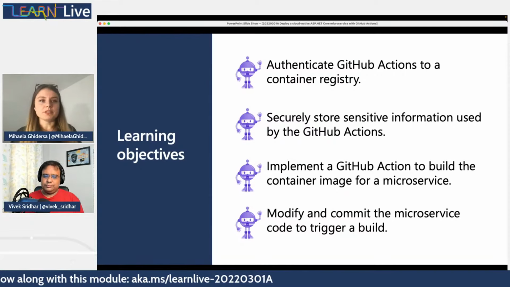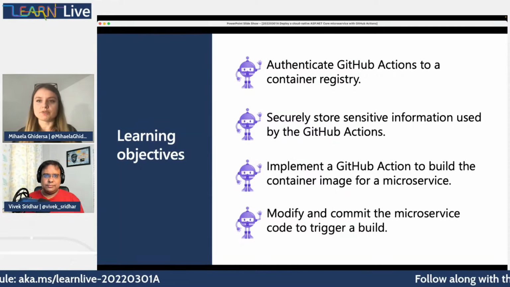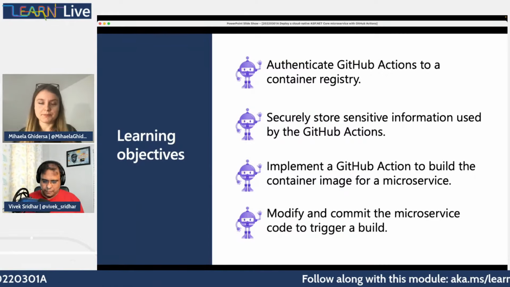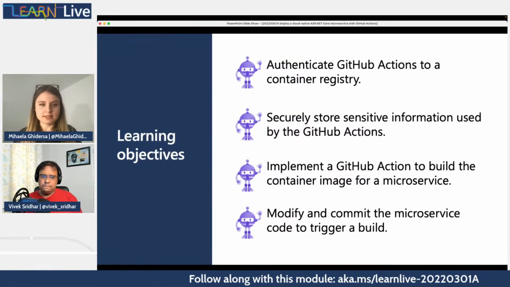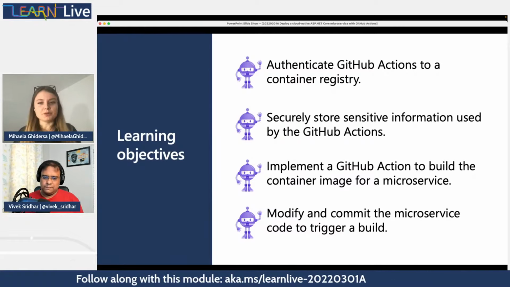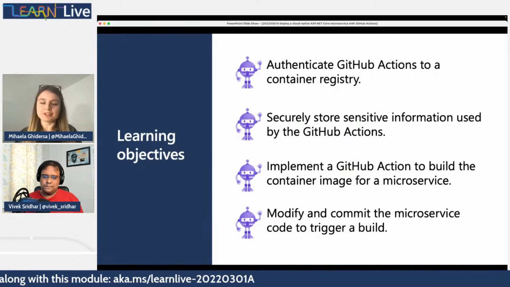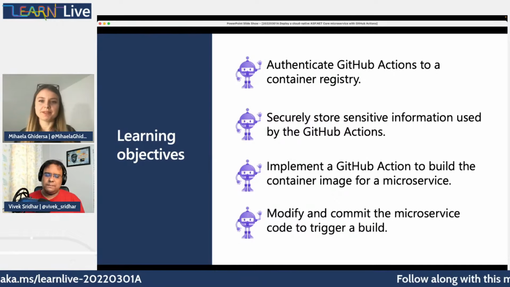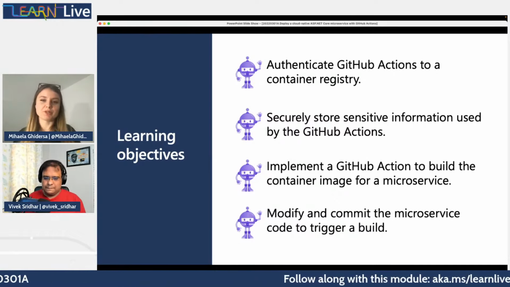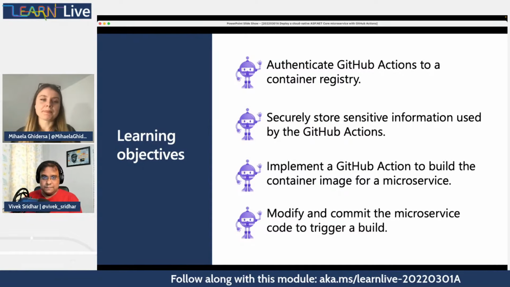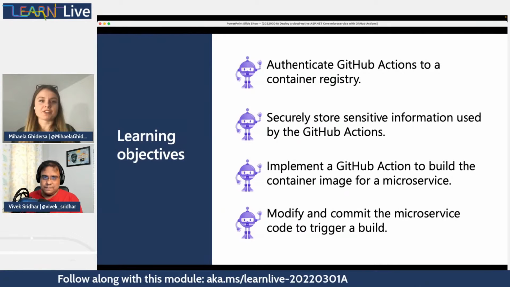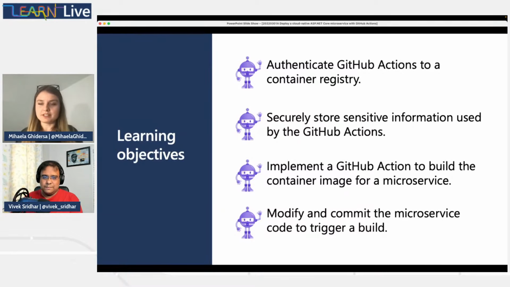Then we are going to learn a bit about how to securely store sensitive information used by the GitHub Actions. We are going to see that we have to put sensitive information in and encrypt it. We are going to discuss secrets, and where exactly the secure location is where we should keep that data. Then we are going to implement a GitHub action to build a container image for a microservice. We are going to go step by step through the file that we are creating and see why we are creating it with a certain structure.